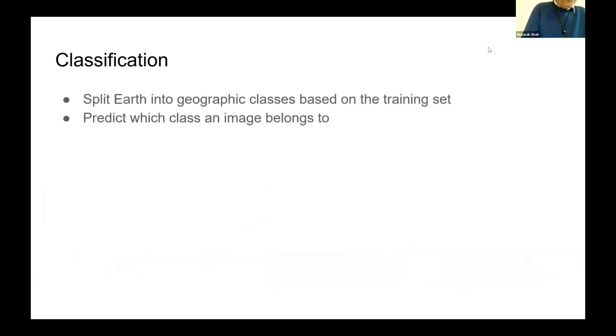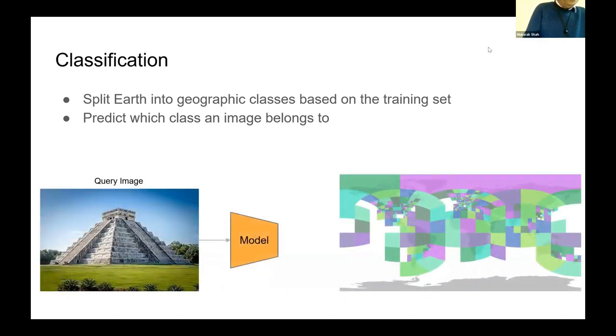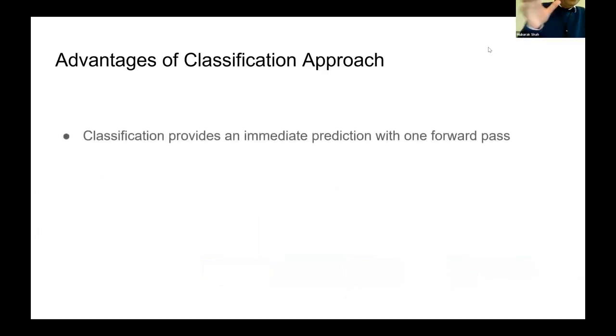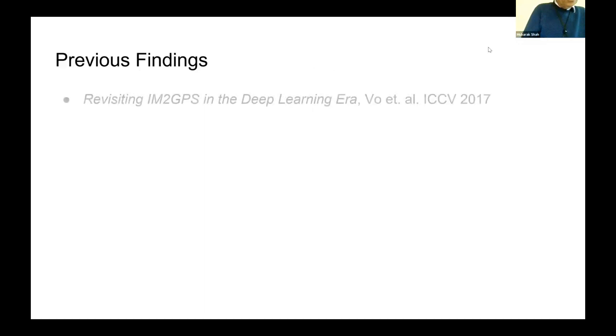Now when we are given a query image, we predict the class it belongs to. We just have a classifier that takes the image and classifies which class it belongs to. That's the idea. The advantages of the classification-based approach are that it gives a very immediate prediction: just run one forward pass, and it tells you which class it is. It can cover the whole Earth, and then we can introduce different hierarchies, like continent, country, state, city, county, and so on. So there's some work in this area.